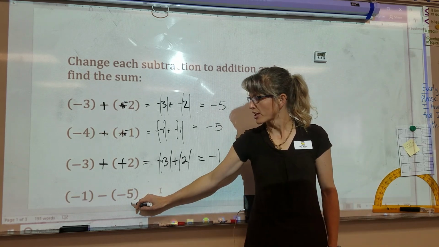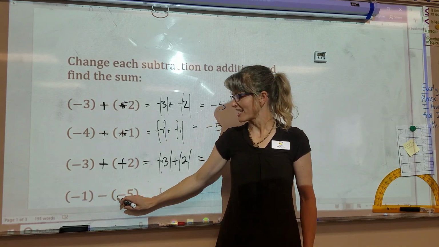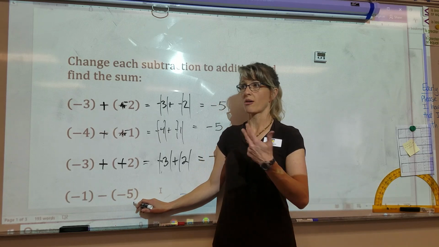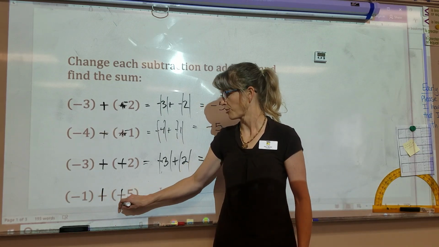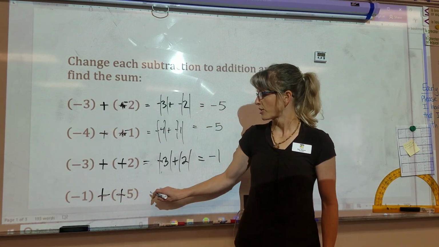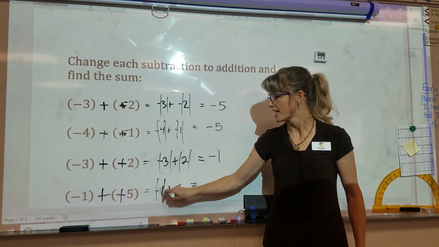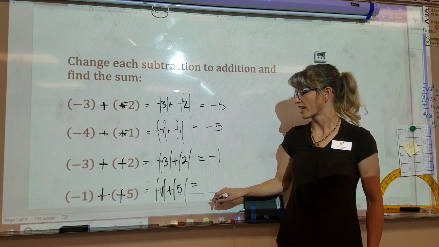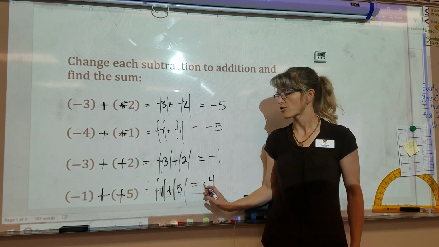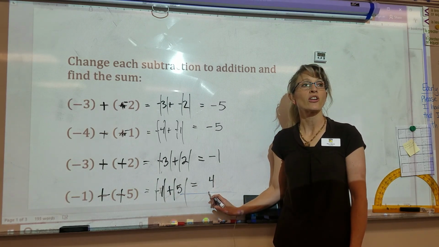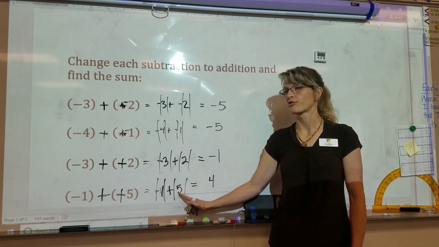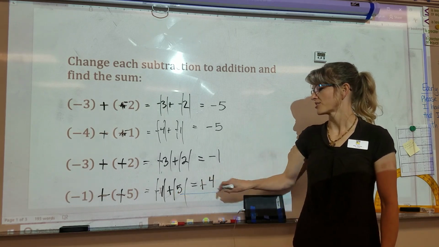Our last one here, we have the subtracting a negative, we have the opposite of the opposite. They both become positive. So we have -1 plus 5. The signs are different. Take the absolute value and subtract. 5 minus 1 is 4. The answer takes on the sign of the greater absolute value. It's positive. So it stays positive.